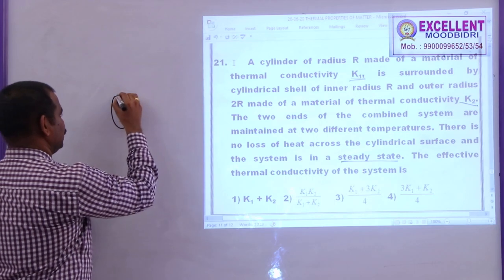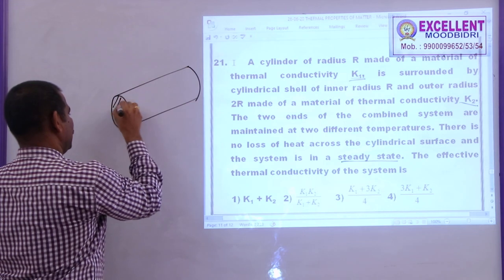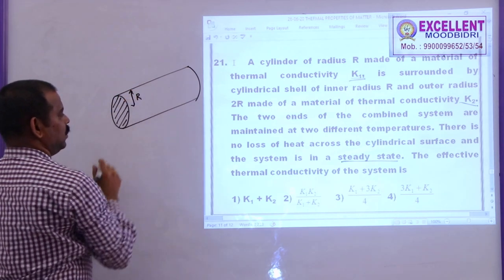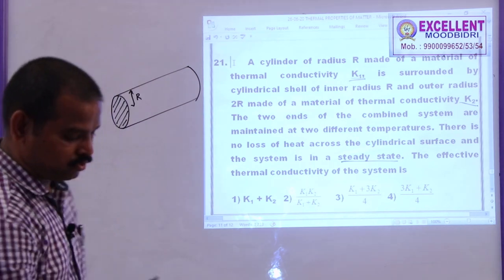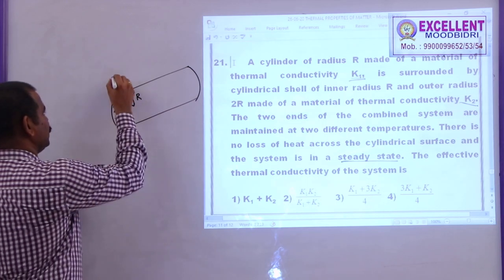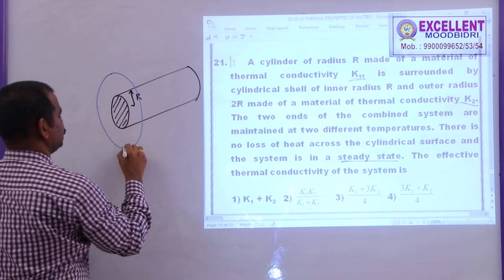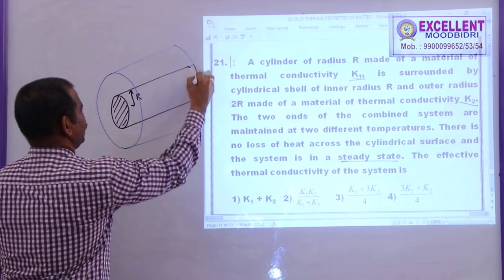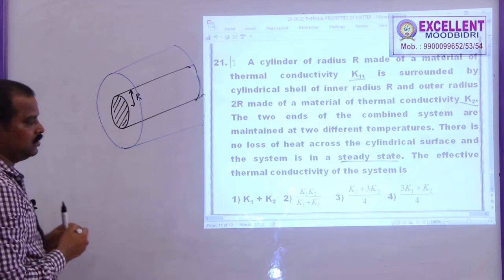This is the inner cylinder of radius R. The radius of this one is R, and the outer cylinder has a radius 2R. Outer this one, this is 2R, but inner radius is R. This is a shell. And these ends are maintained at the same temperature. What is the effective conductivity of this system?